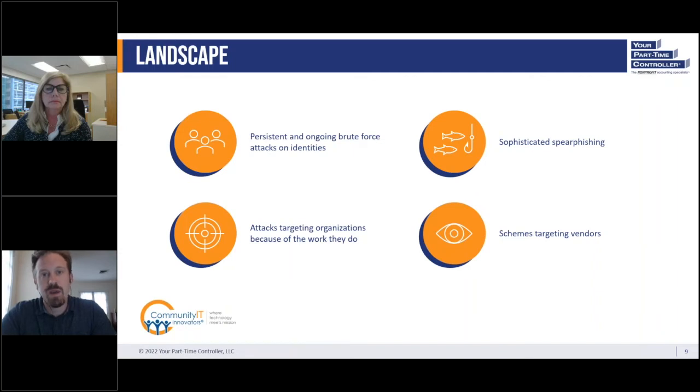We also see sophisticated spear phishing, where these threat actors will use unique knowledge about you or your organization in order to try to get you to click on a link or take some sort of action. We also see organizations that are targeted because of the work that they do. This applies particularly to policy organizations or organizations that are kind of adjacent to government. They tend to attract a higher degree of attention than others. And then there are also schemes that are targeting vendors, such as managed service providers, as a way to get into other targets.